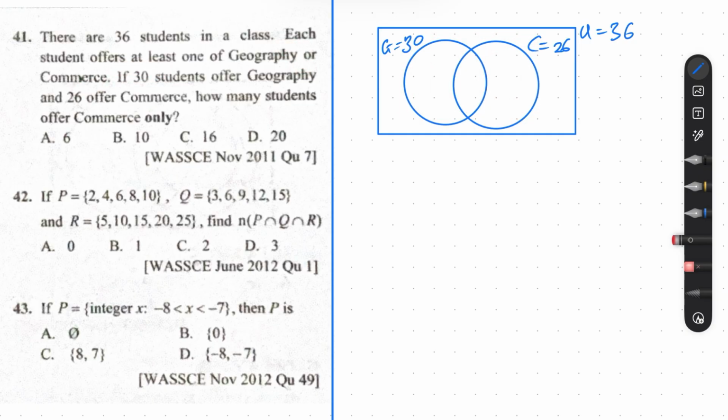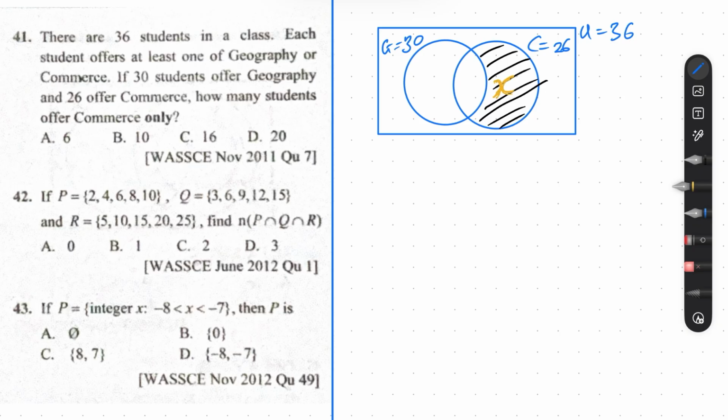Now our question says how many students offer commerce only. So we want to find the students that offer only commerce. That means students that are in this region. Let's shade that so we know what we are talking about. That's what we're trying to find right now. So we need to find the number of students in this region. Let's call that region X.